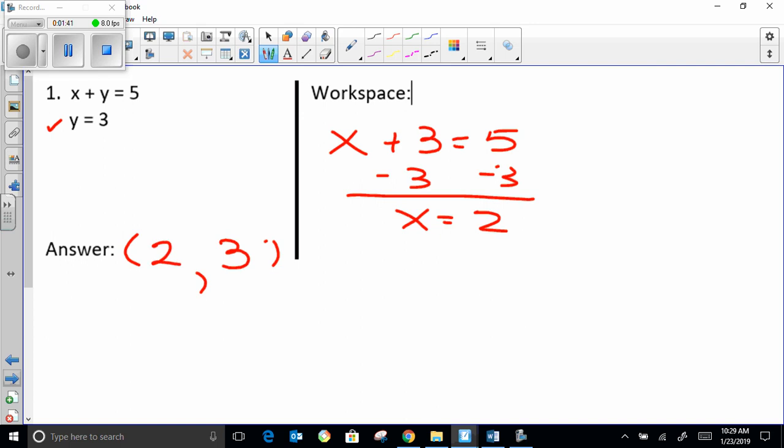Check your answer. We already know that y is equal to 3. So we go 2 plus 3, does that equal 5? 5 is equal to 5. So yes, that would be the solution.